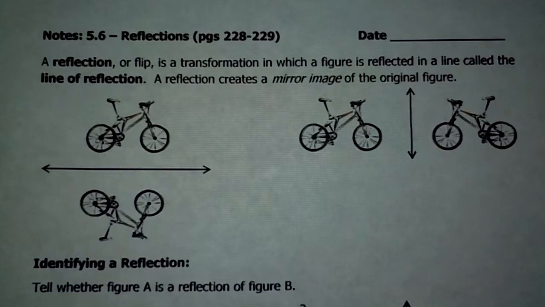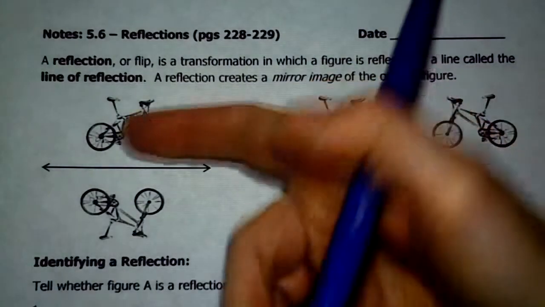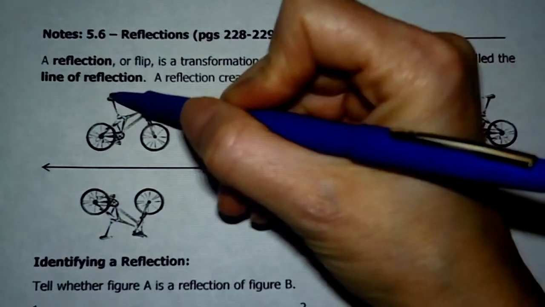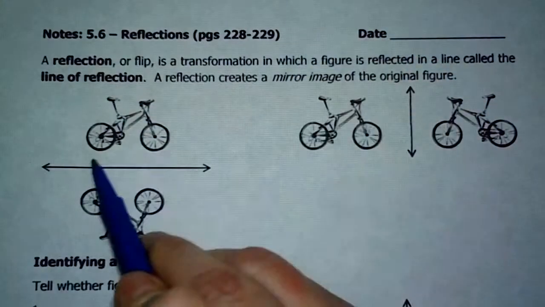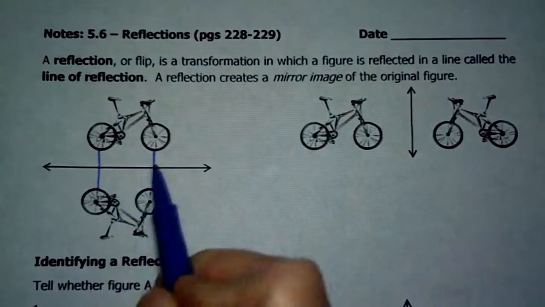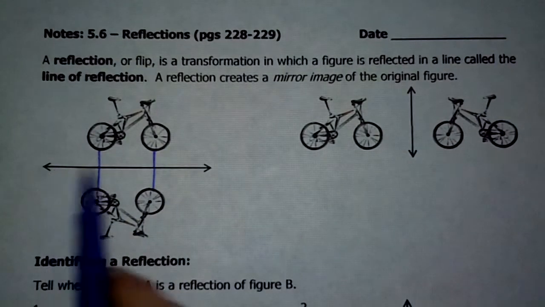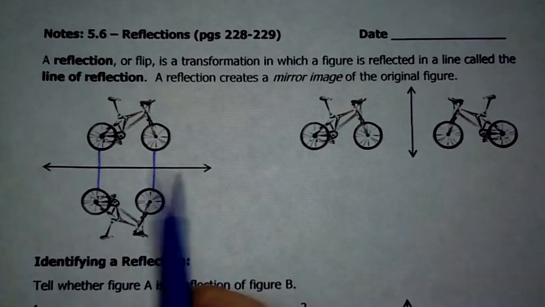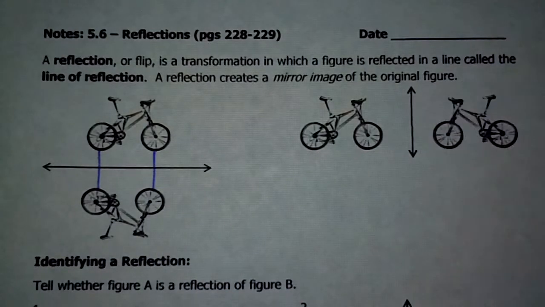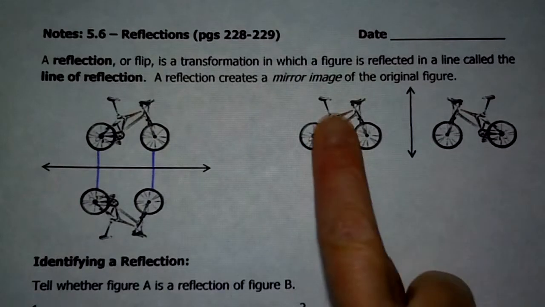So right here, I have a bicycle again. Here is this line, and basically I'm taking this bike and flipping it over the line. The seat was up top here, now the seat's up top here. The wheels are facing each other. It's like they're looking in a mirror at each other. This line here would be called the line of reflection. So this would kind of be like flipping it over the x-axis, and this would be kind of like flipping it over the y-axis.